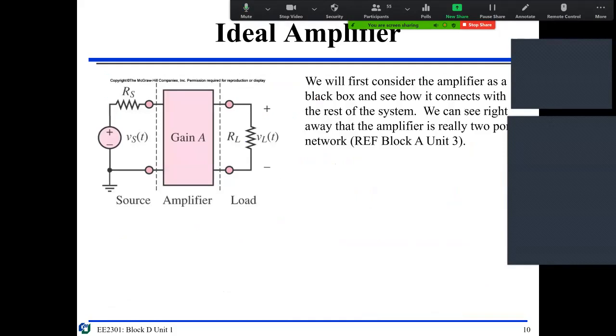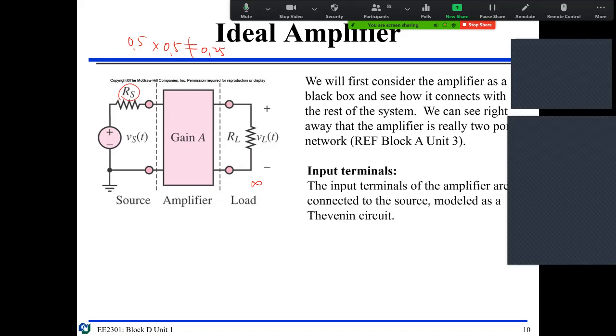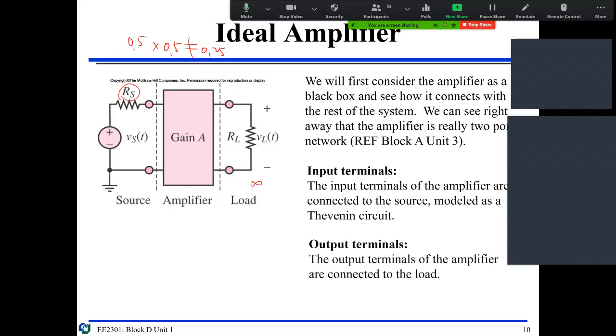That explains why 0.5 times 0.5 is not 0.25. Here is another angle to look at this problem. You have a signal, and you always have RS. Ideally RS is 0, but it usually is not. And ideally your load is open, so it is big, but it is not. You have a gain, an input terminal with the signal, and an output terminal. This just shows you the source, amplifier, and a load.